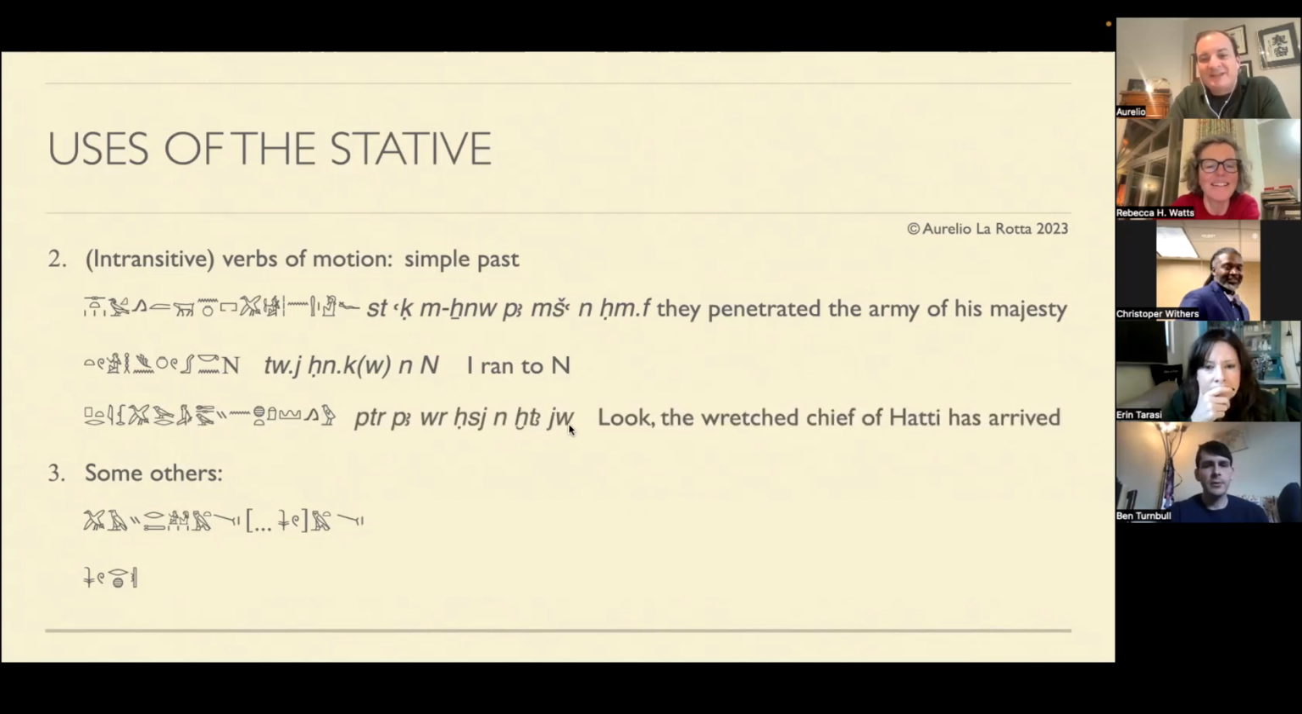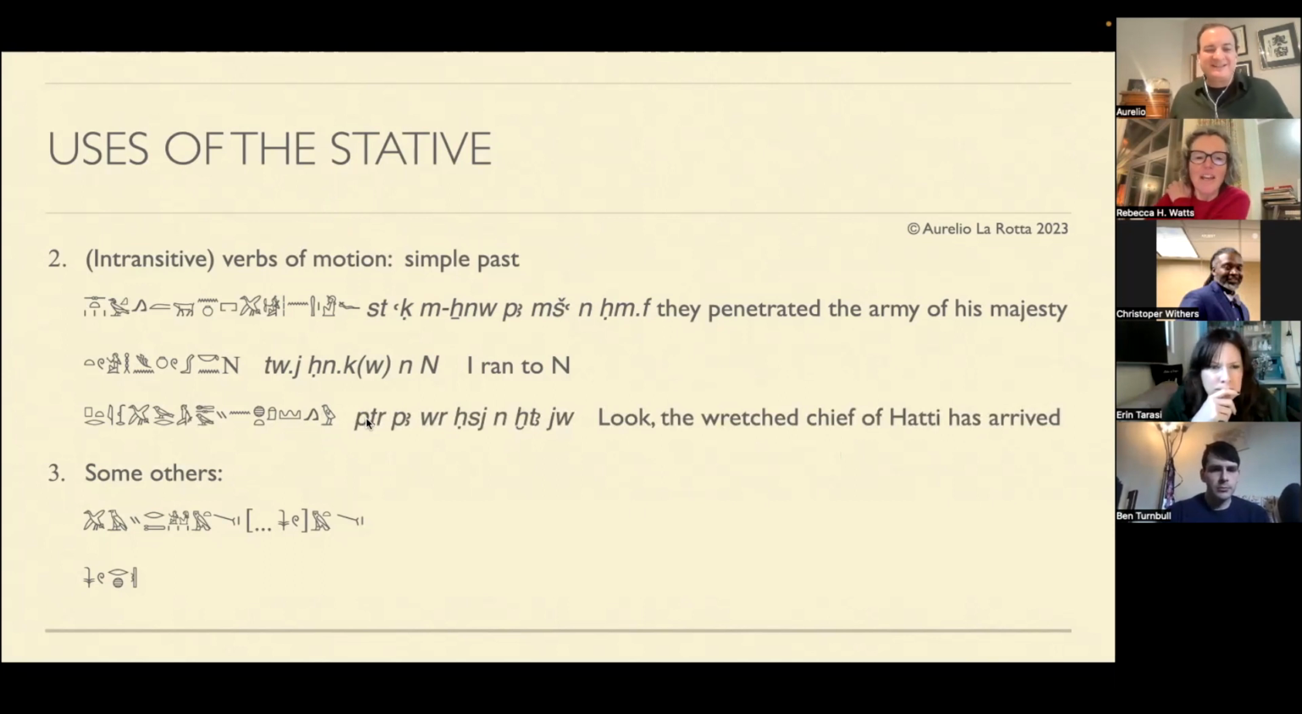And in this case, to Rebecca's point, here it makes more sense to actually say "has arrived" rather than "he arrived" or "he went," because I'm putting a "look" in front. I'm clearly focusing you on, okay, so this guy is now here. What do we do with him?